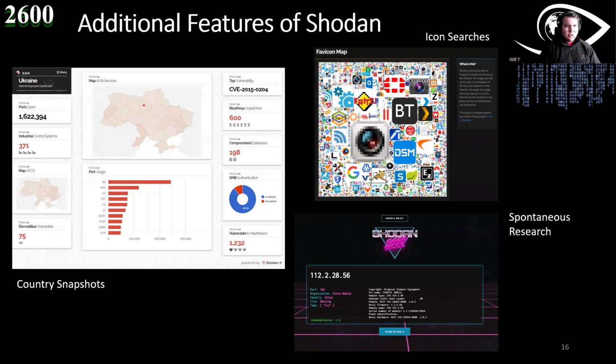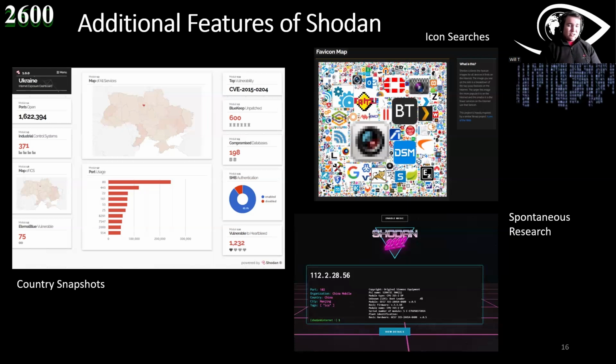One of the most powerful features of Shodan is favicon searches. When you go to a login screen of some appliance or application, you'll see the little logo in the browser at the top. That is an icon, which is an image, and it can be hashed, and then you can search for all of the appliances exposed to the internet that have the same icon.